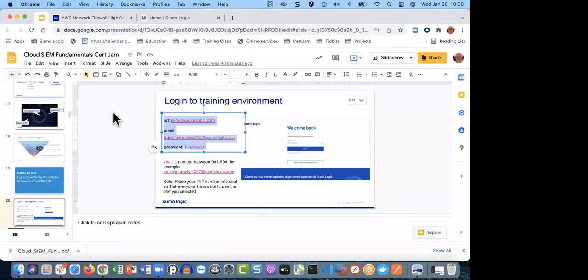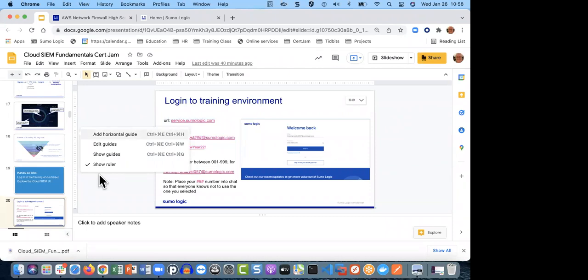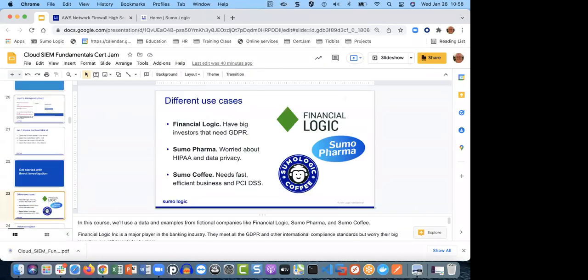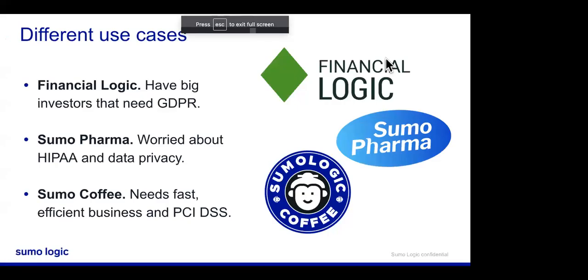Now, let me get back to my slides for just a second. So, talked about the interface. In your PDF document that I have provided you, we have 3 different use cases. We have a company called Financial Logic, which has big investors that need GDPR. Those of you not familiar with GDPR, it's data privacy issues associated with Europe. Europe has a much more stringent policy with regards to privacy than we do in the United States, okay?